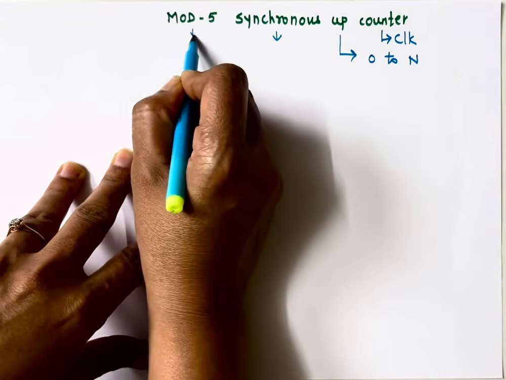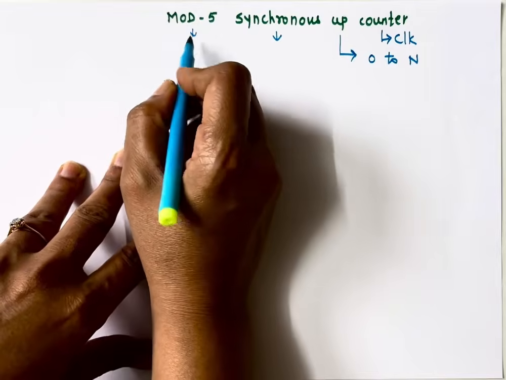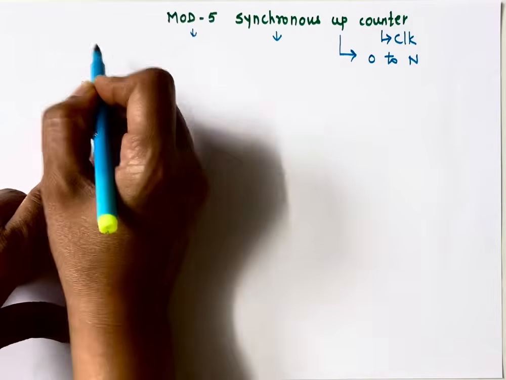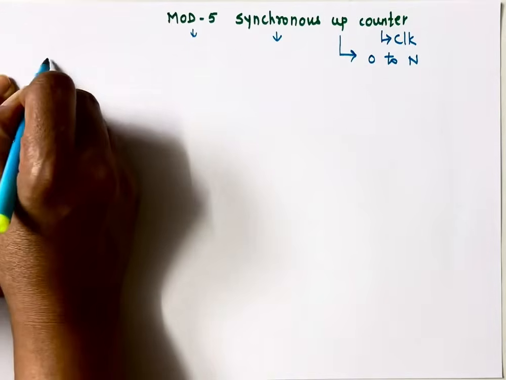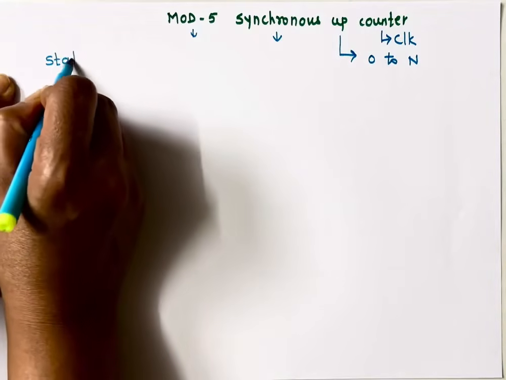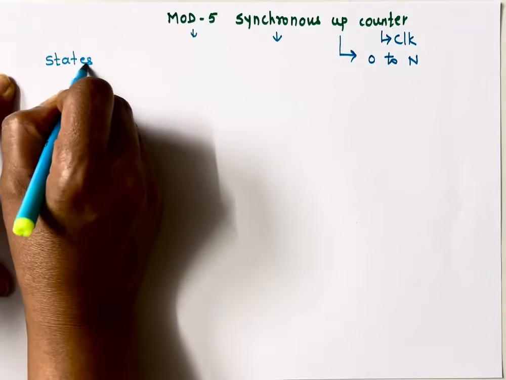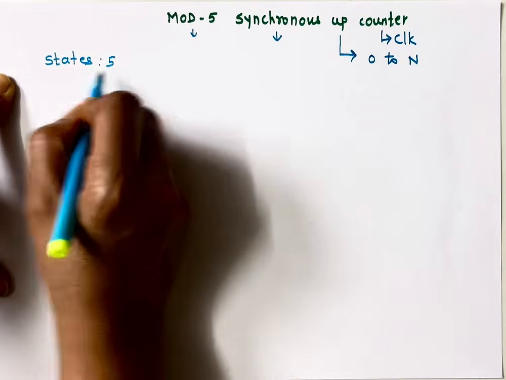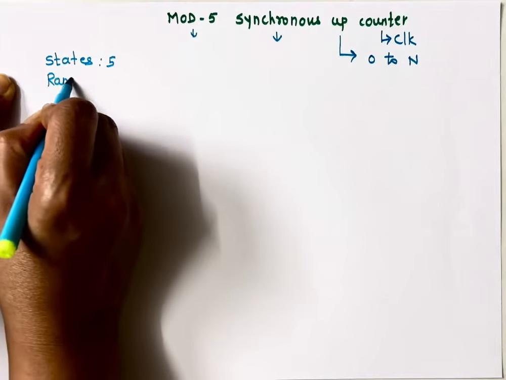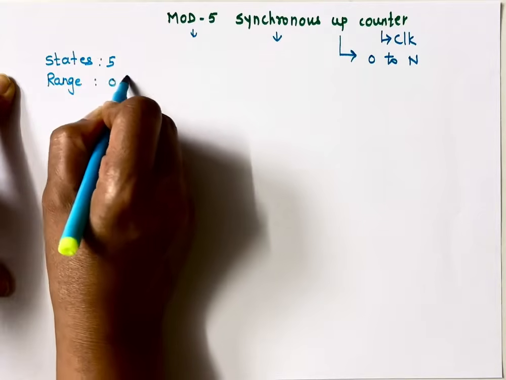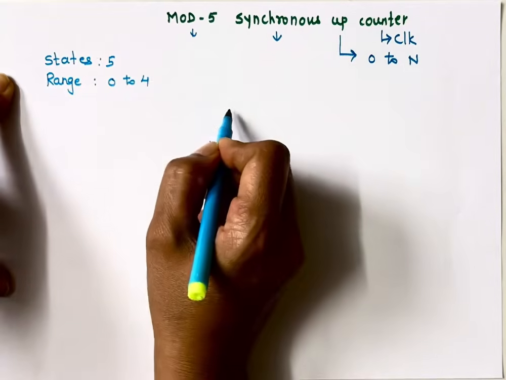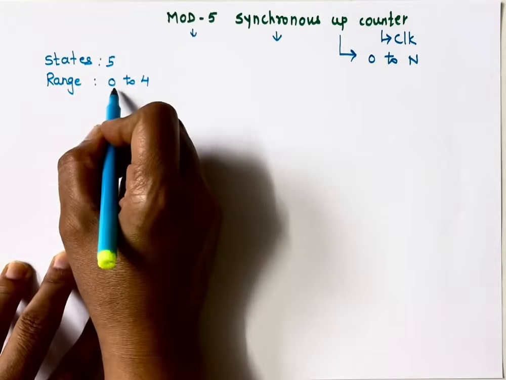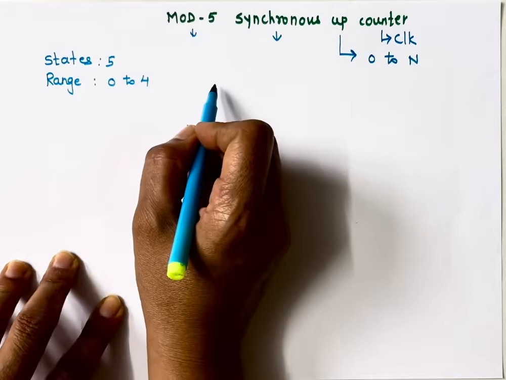This is MOD-5 counter. It means it will count 5 clock pulses. So, number of states. How many states are there? 5. Number of states are 5. And range of this counter is from 0 to 4. You need to remember in digital systems we always start with 0. So 0 to 4 are 5.